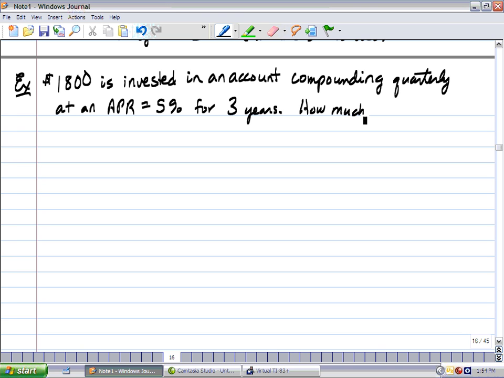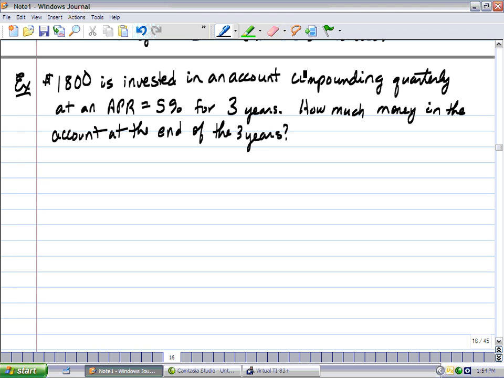How much money is in the account at the end of the 3 years? That'll be part A, and part B, how much interest is earned. Form is working a little differently than the previous formula, so it's easier to figure out the amount first and then the interest. Okay, let's look at the formula and put in all the numbers.